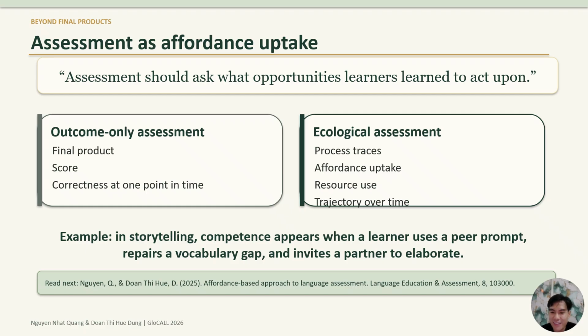Imagine a storytelling activity. A final score may tell us whether the story was fluent or accurate, but it may not show how the learners used peer prompts, prepared a vocabulary gap, responded to misunderstanding, or invited a partner to elaborate. Those actions matter because they show affordance uptakes. They show the whole process. They show the draft, the recordings, revision, feedback, and things like that. So this does not make assessment vague. It makes assessment more precise and more lively because it evaluates learning as actions over time.